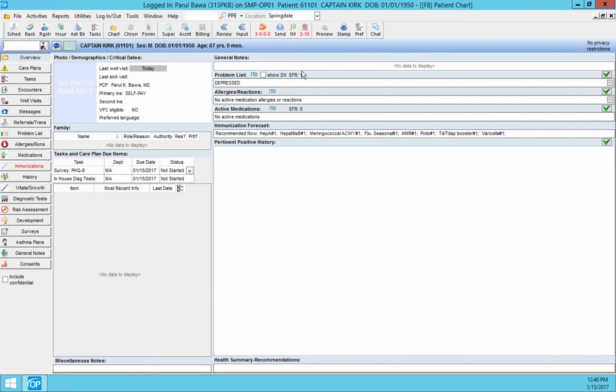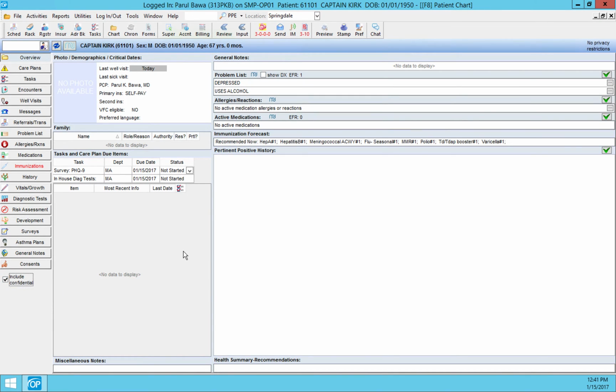OP has now made this EFR designation with a number after it. So what this is saying is, hey, there is a small piece of confidential information here on this problem list. The number one is telling you there is something there. That is really nice because you immediately know that there is something to look at. So if you're looking at the overview screen and you see this, you come down here and you click Include Confidential, and all of a sudden you can see it, which is kind of nice.